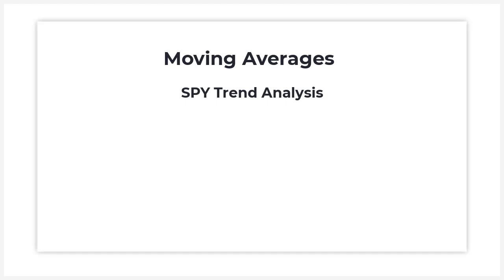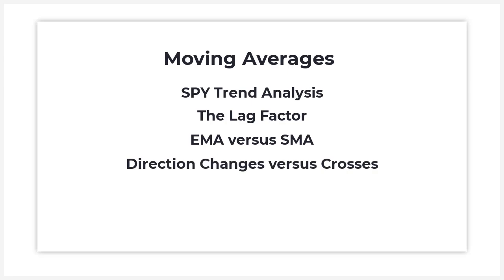So today we're going to talk about moving averages. I'm going to start off with some basic trend analysis for the S&P 500, and of course it does not look good looking at some long-term moving averages. I'll go over the lag factor in moving averages, discuss the difference between EMAs and SMAs, and then look at changes in the direction of the moving average versus moving average cross signals.